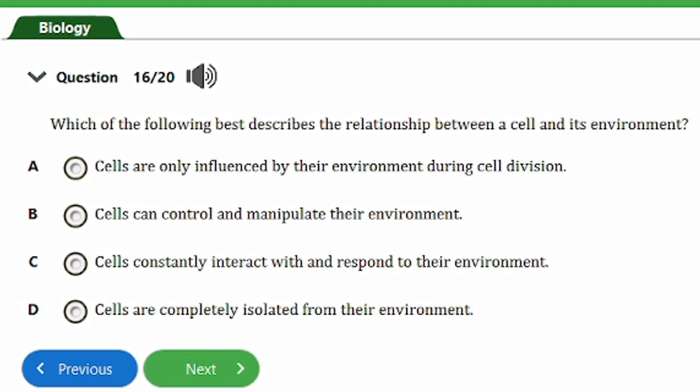So let's consider the next question, guys. Question number 16, it says, which of the following best describes the relationship between a cell and its environment? A. Cells are only influenced by their environment during cell division. B. Cells can control and manipulate their environment. C. Cells constantly interact with and respond to their environment. D. Cells are completely isolated from their environment. So guys, the correct answer to this question is option C. That's cells constantly interact with and respond to their environment.